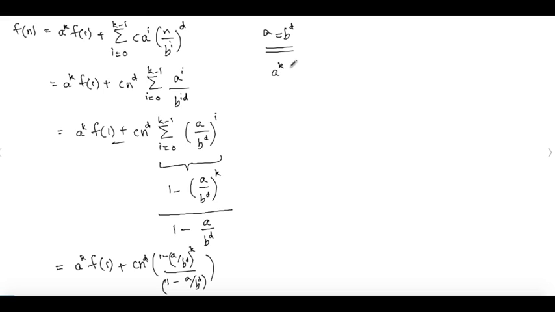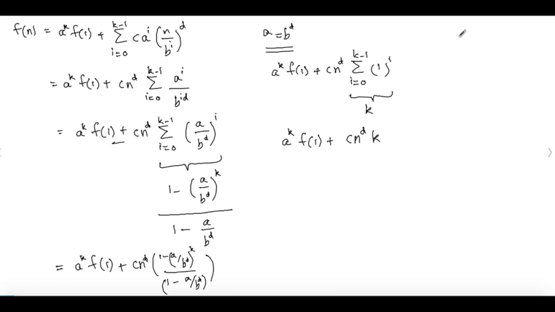We say a to the k f of 1 plus c n to the d summation i is equal to 0 to k minus 1. If a is equal to b to the d, then a over b to the d is equal to 1. So I can say 1 to the i. So what is this thing? This thing is just equal to k because we have 1's getting added k times. So this is equal to a to the k f of 1 plus c n to the d k.